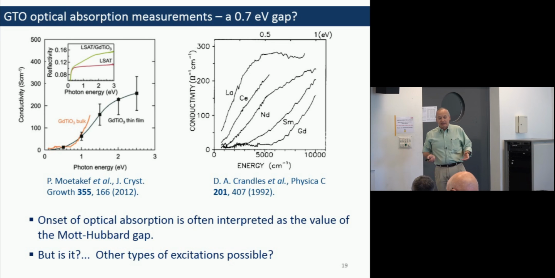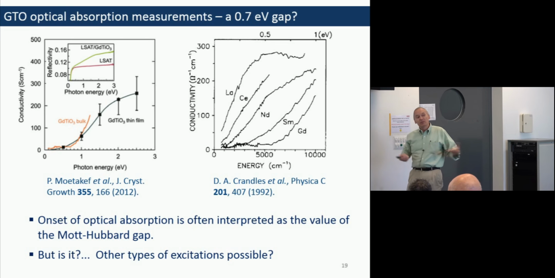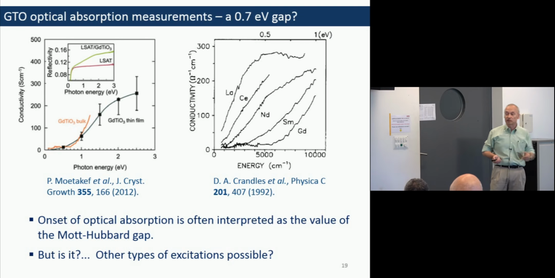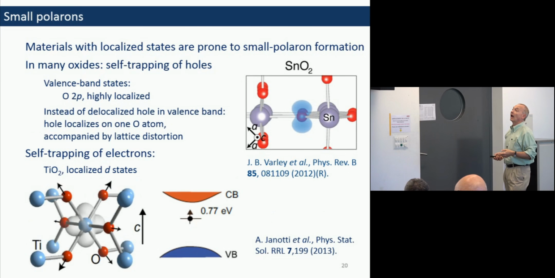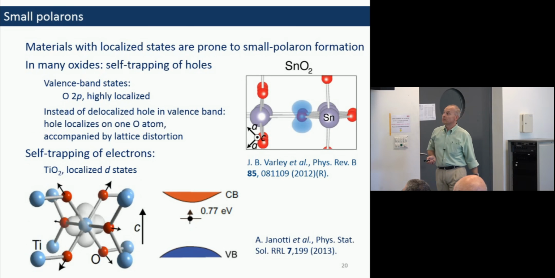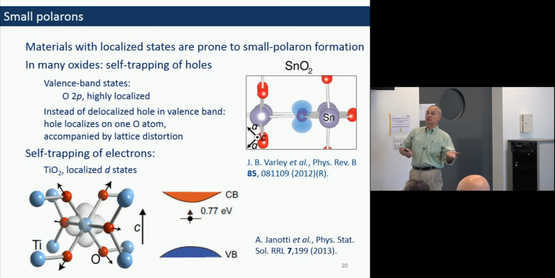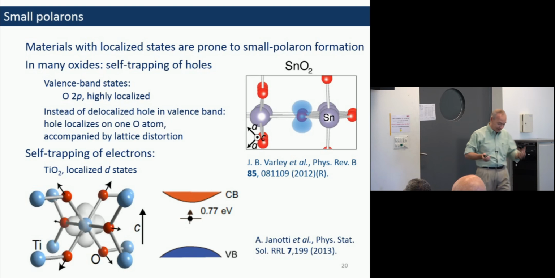Well, it's essentially a measurement of some kind of excitation, right? Sure, it could be an excitation from the lower Hubbard band to the upper Hubbard band, but maybe there are other excitation processes possible in this material. So this got us thinking, and what we got thinking about was polarons. Okay, so let me take 2 minutes for those of you who are not familiar with polarons to tell you a little bit about this.